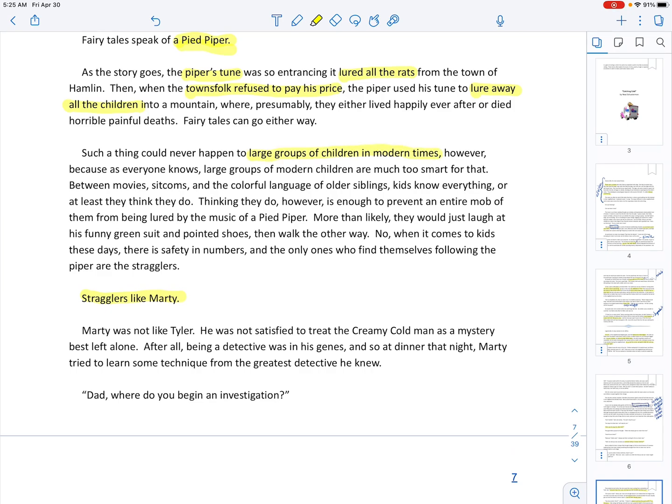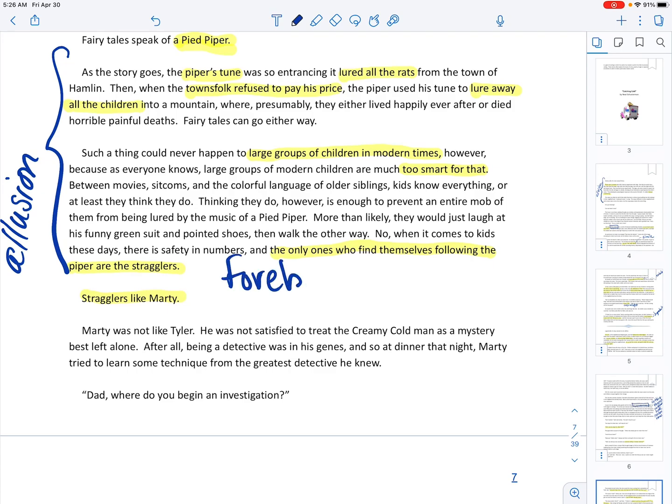So while this is telling us that large groups of children in modern times are too smart to be tricked and captured, like the Pied Piper did, stragglers are a little bit different, and Marty is indeed a straggler. So this illusion almost foreshadows, or better, forebodes. This is an illusion, but it also gives us a sense of foreboding. If you don't remember what that is, it's when an author gives us a clue about what's going to happen in the future of the story, but that clue is something bad, okay?